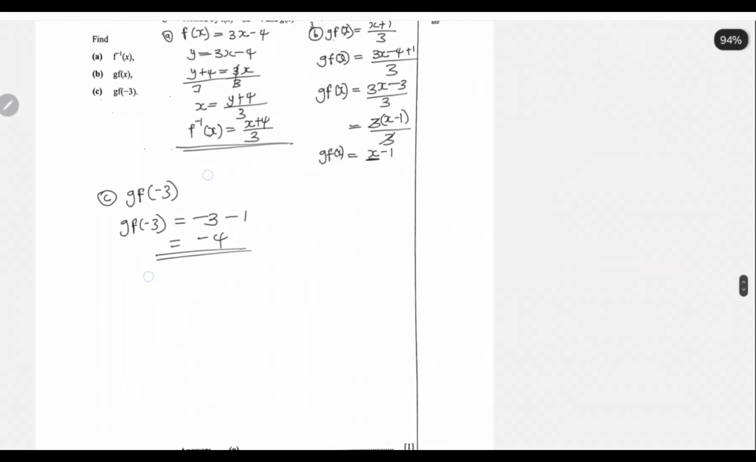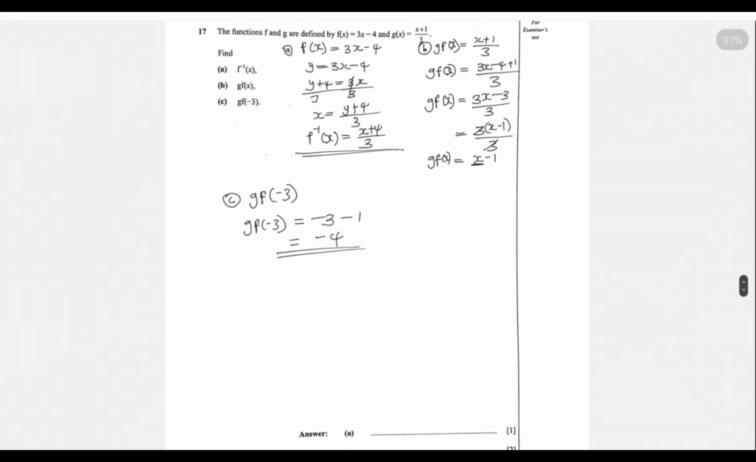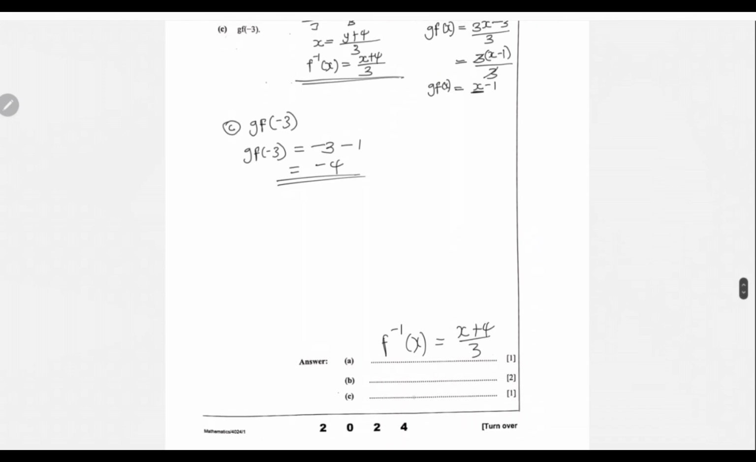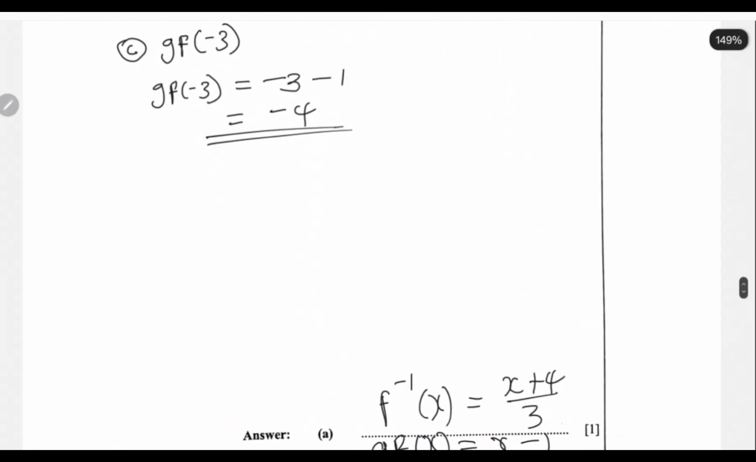Okay, so we have found the answers to question number 17. So we are saying f inverse of x is equal to x plus 4 over 3, and our part B, we are saying our gf of x is equal to x minus 1, and our gf of negative 3 is equal to negative 4. So those are our 3 answers.